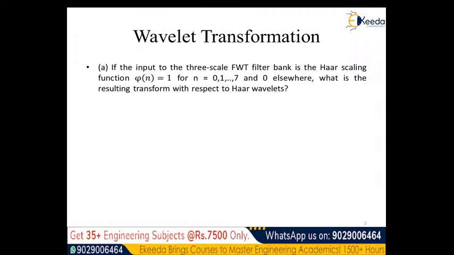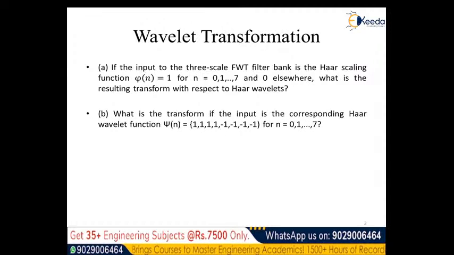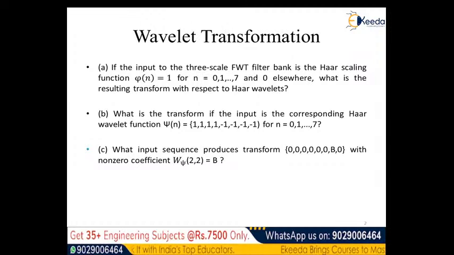The second part is denoted by part B. The question is, what is the transform if the input is the corresponding Haar wavelet function denoted by psi as a function of n, holding 8 values in this set, where the first 4 values are equal to 1 and the remaining 4 are denoted by minus 1, for n equal to 0 to 7 here.